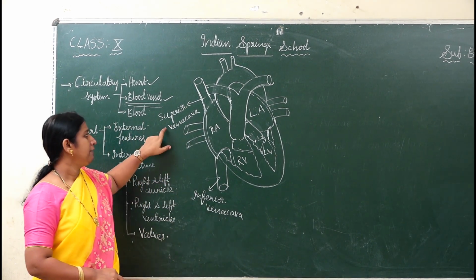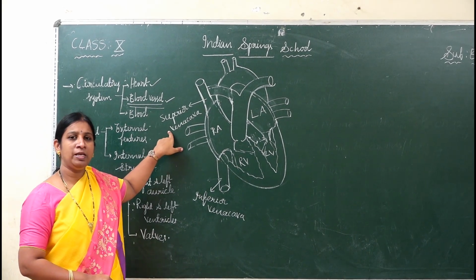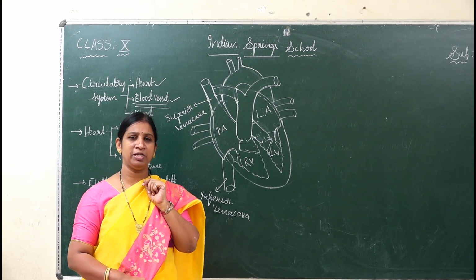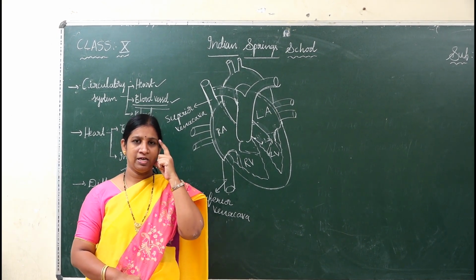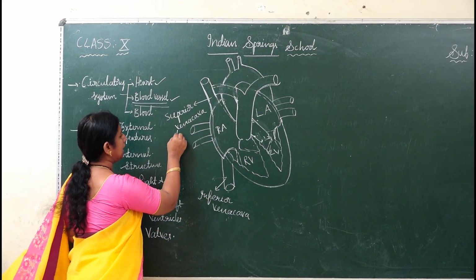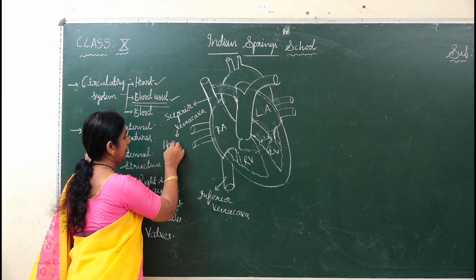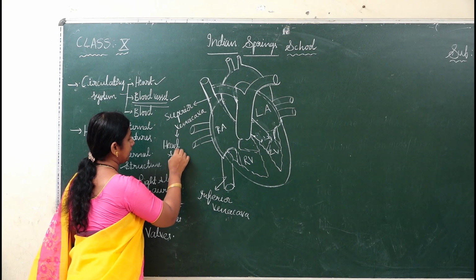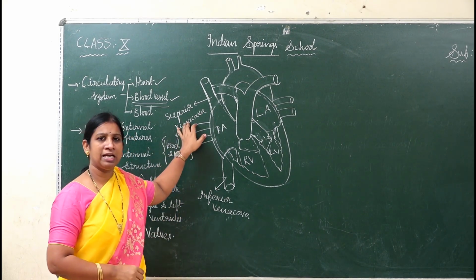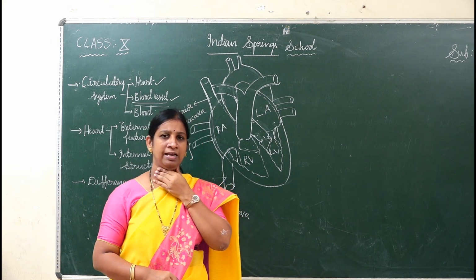Let me say first, the superior vena cava collects blood from the top parts. What are the top parts of your body, children? Head, okay, your head and neck. So the superior vena cava collects blood from the head and neck. This blood vessel will collect blood from your head and neck.